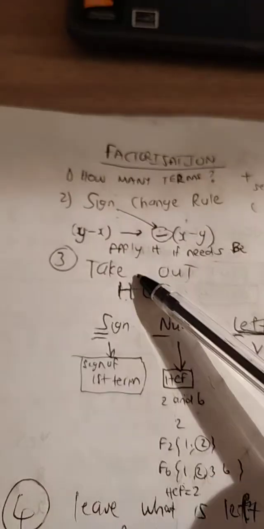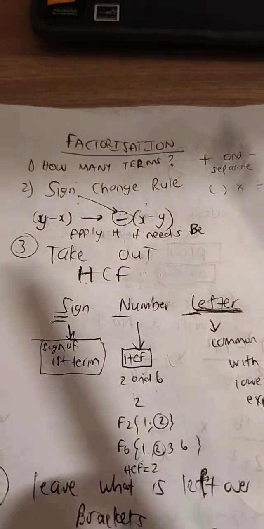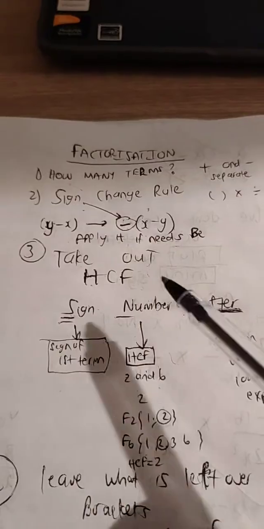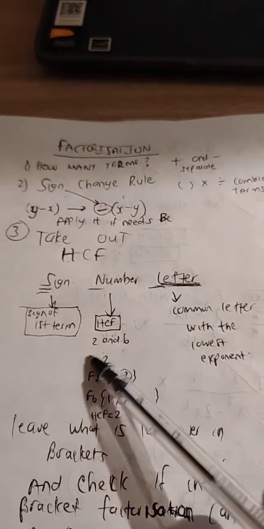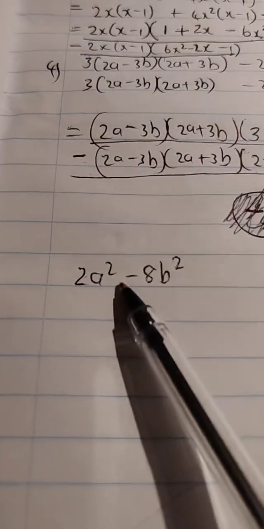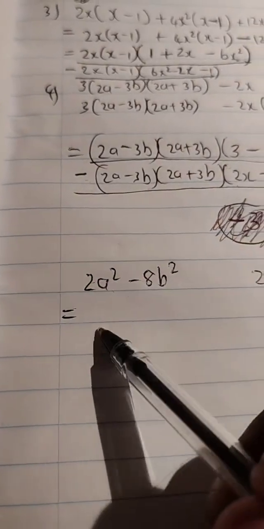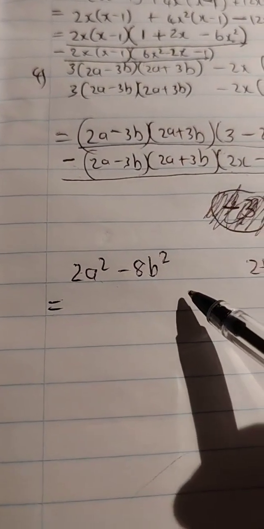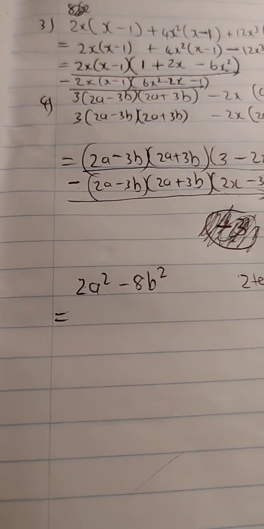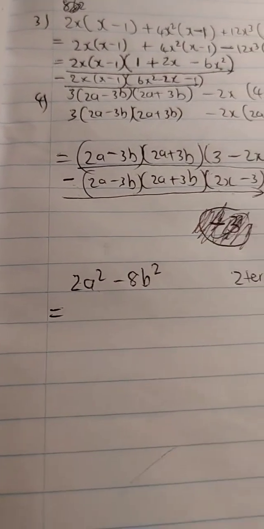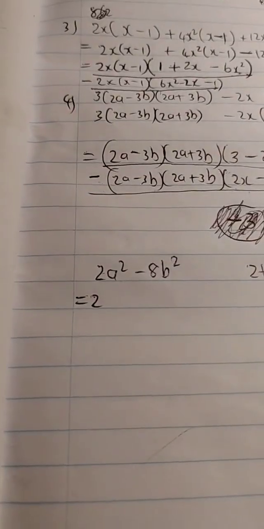Step number 3, highest common factor. Sign, number, letter, bracket. Highest common factor, sign. The first term is positive, so we take out a positive sign as the highest common factor. Number, 2 and 8. Between 2 and 8, what is the highest common factor number? It is 2. Very good.